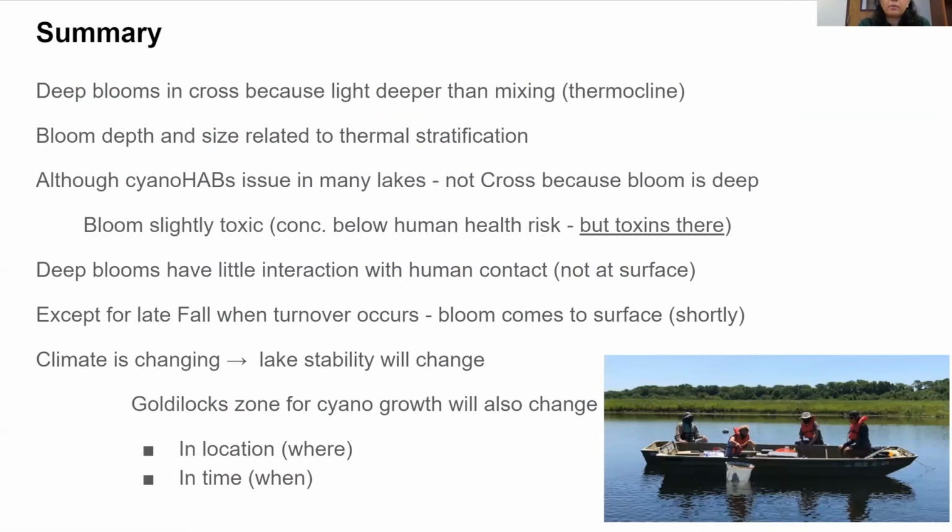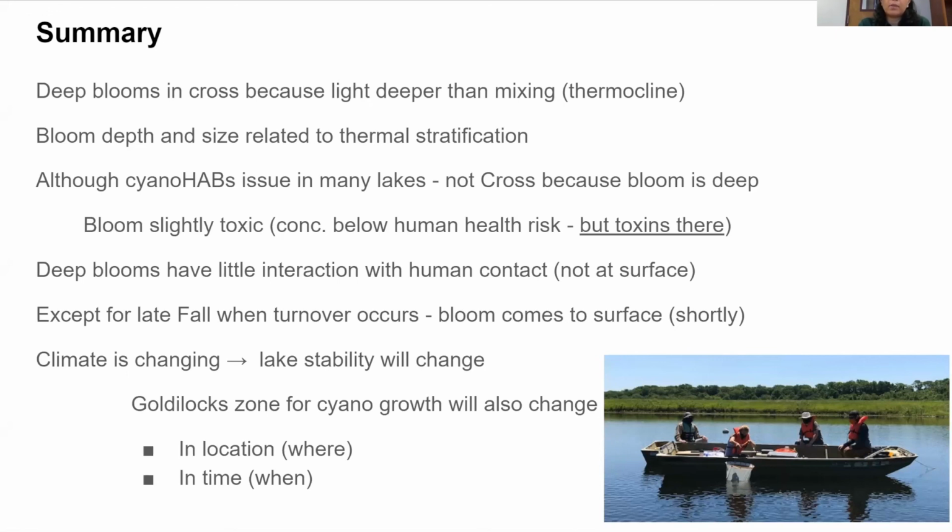So we saw that the deep bloom in Cross is because of the light deeper than the mixing thermocline. We saw that the bloom depths and size are related to the thermal stratification. Also, the HABs issue in many lakes is not the issue in the Cross because we have the deep bloom in the Cross, and the deep bloom, when it happens, has minimal impact on human health. However, they are categorized as a toxic level if they come to the surface, but this is below the national health organization threshold. And the deep blooms have little interaction with human contact, not at the surface.